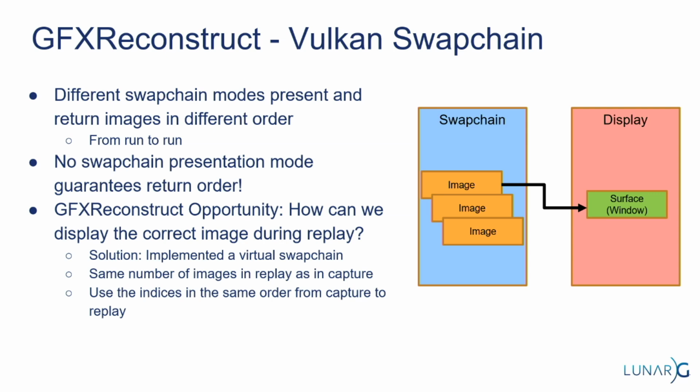One of the challenges we had with Graphics Reconstruct, well, so in Vulkan, images can be returned in different order from run to run, regardless of the swap chain modes that you have. In fact, no swap chain presentation mode will guarantee the return order. So this resulted in, we'd have a capture, and when you replay it, you'd have blank screens or flickering or weird stuff going on. And so we had to create a virtual swap chain to solve this behavior of the Vulkan API that would result in the same number of images in replay as there were in capture in the same order.